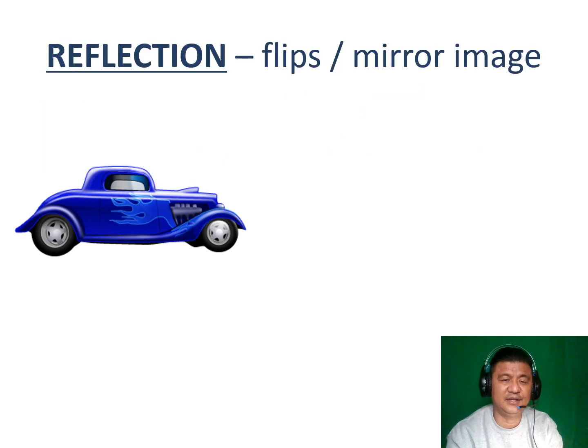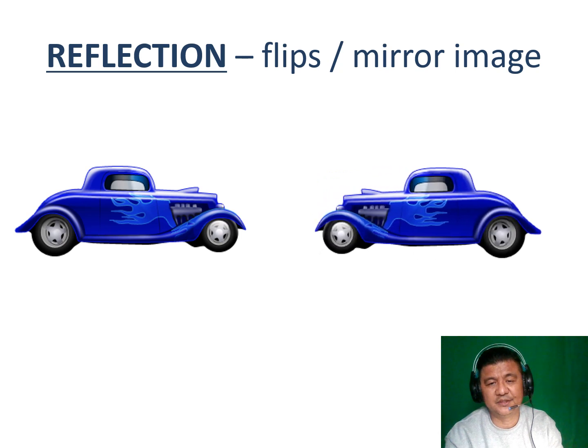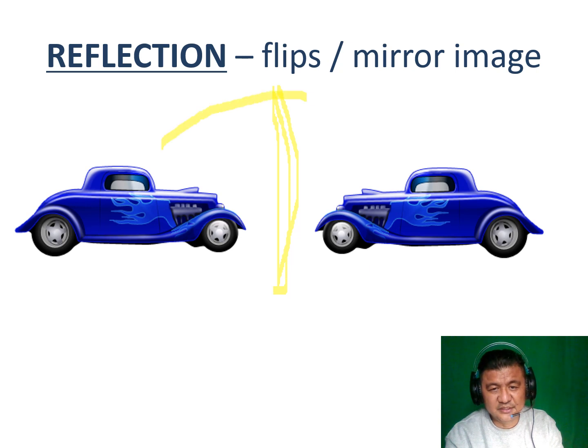Okay, I will reflect this car. Imagine there's a mirror in the middle here. That's a mirror. The reflected image goes there. Remember, this is the front. Now the front is here. Okay, the back is here. And then now the back is there on the right side.